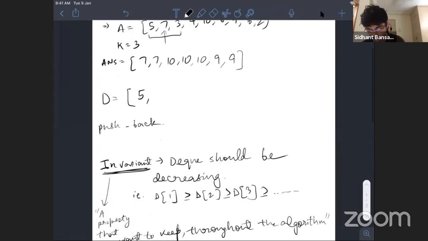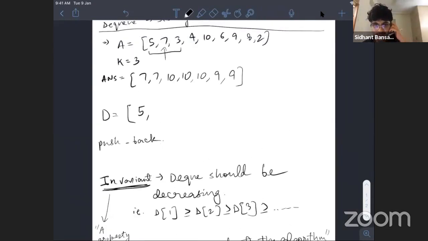Okay, cool. So in the DQ, when you inserted the first element, you pushed back 5, then you saw 7. Now you'll pop out 5. The way you'll pop out is using pop back. And once 5 is popped out, you can push 7 in. So now there's only a 7 in the DQ. The intuition for popping out 5 was that since we've seen a 7 after 5, every window that will have the 5 will definitely have the 7.